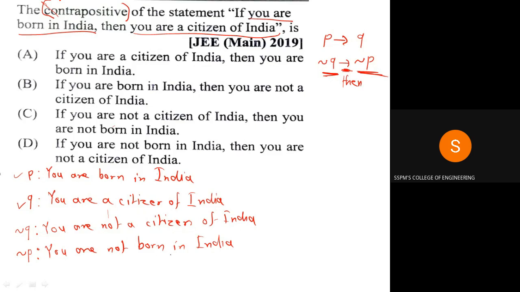Then you are not born in India. This is the correct option. Okay, so if we put "if" here, if negation of Q, then negation of P.